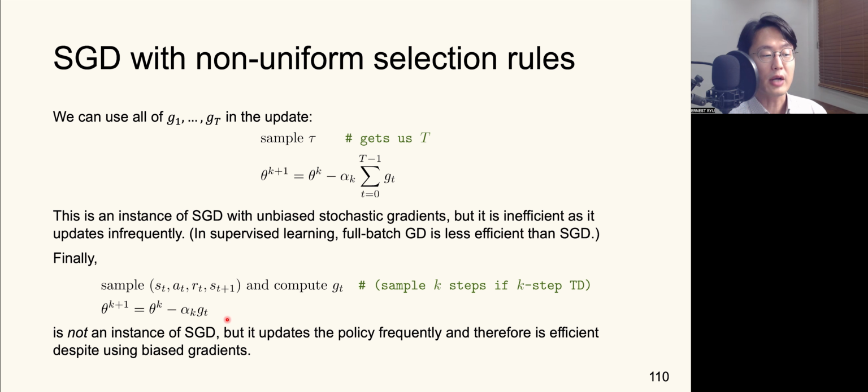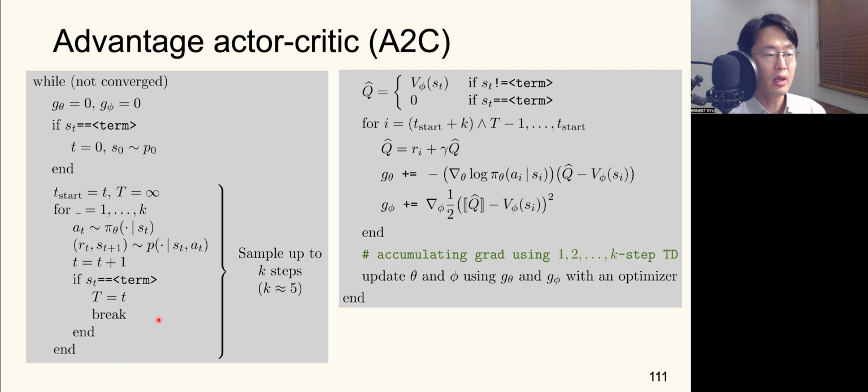Now, this would not be an instance of SGD because instead of doing an IID sampling of the gradients, we're going in a cyclic order. So this is analogous to cyclic SGD. But this is good because it updates the policy more frequently. It updates the parameter theta more frequently, and it's more efficient despite using biased stochastic gradients. So the application of this leads to the next version of the policy gradient algorithm, referred to as A2C.